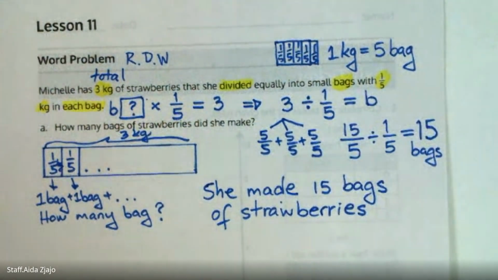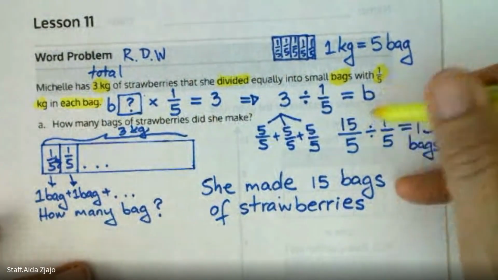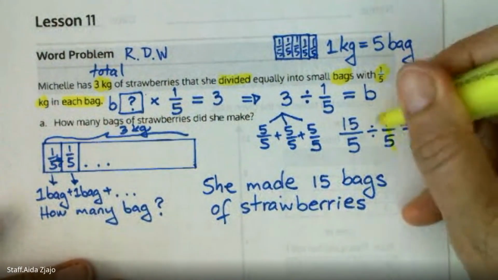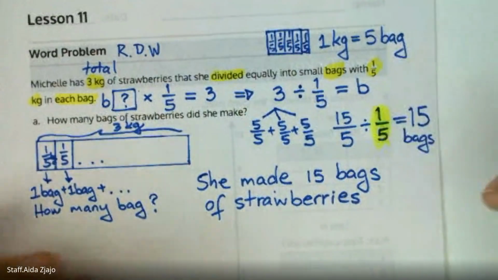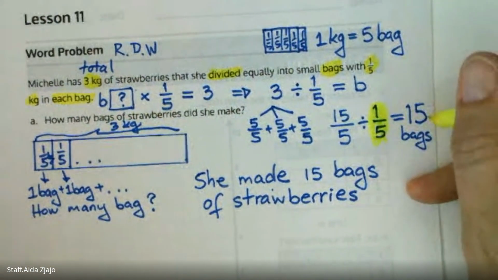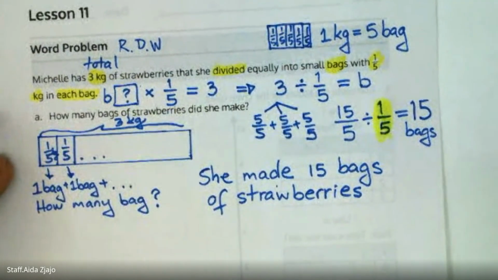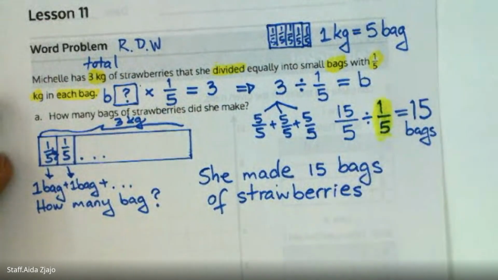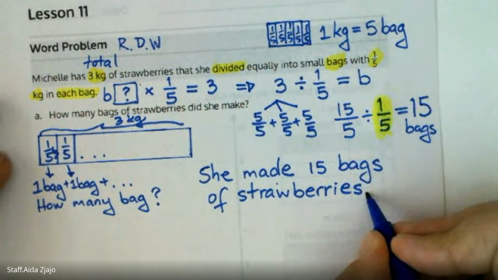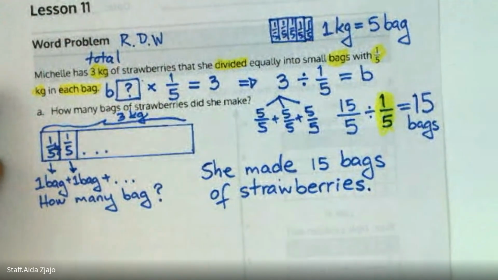You're going to divide these 15 portions into groups of 1/5 portion. So then you will create 15 portions of 1/5 kilogram. Okay, she made 15 bags of strawberries.